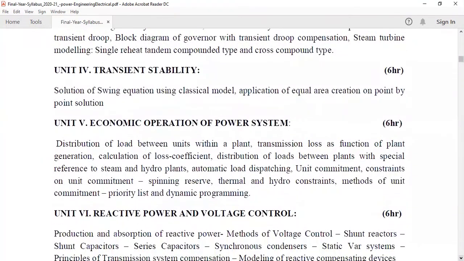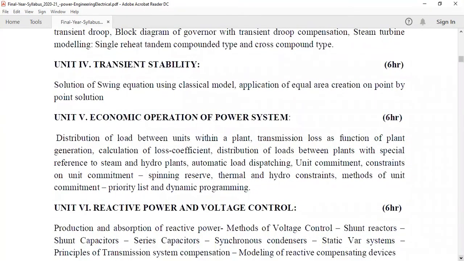Unit number 4 is about the analysis of transient stability. With the help of swing equation as well as the equal area criteria, we are going to find out the transient stability of the power system. Then in unit number 5, we will discuss the economic operation of the power system.